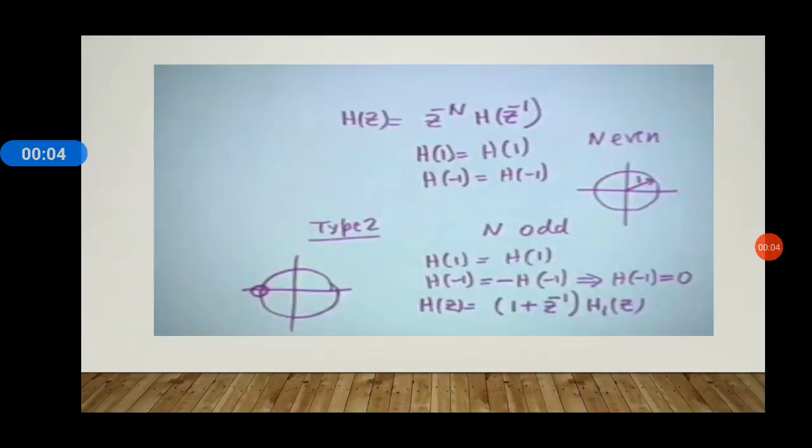H(z), if we put z equal to 1, what we get is h(1) equal to h(1), as n is even. And h(-1) is again equal to h(-1).